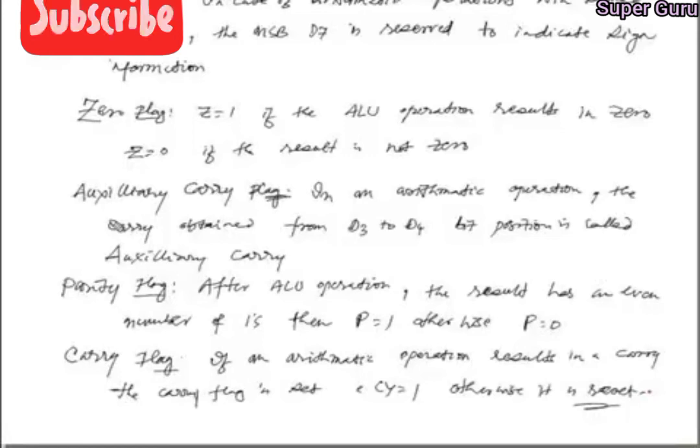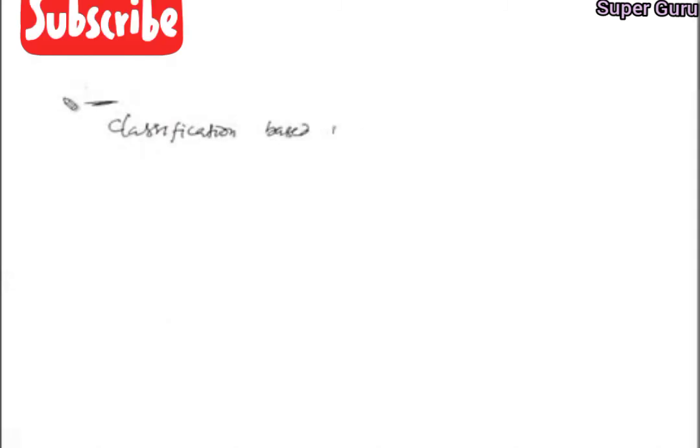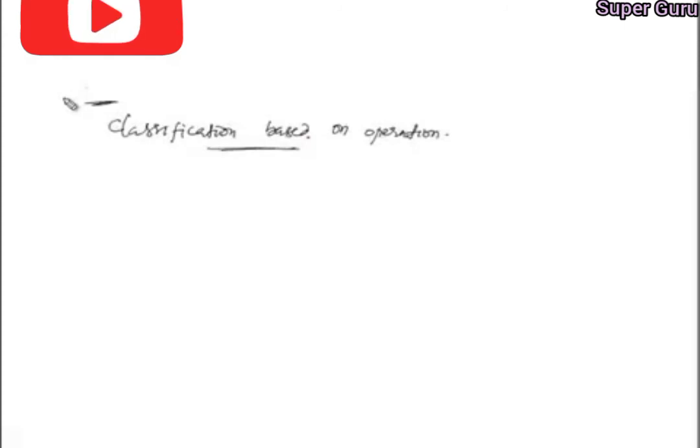Okay, next we will see classification based on operation. Here, how the data will be transferred: various instructions, move and load instructions, stack pointer, program counter, then load instructions. So many instructions are there that we will see now.